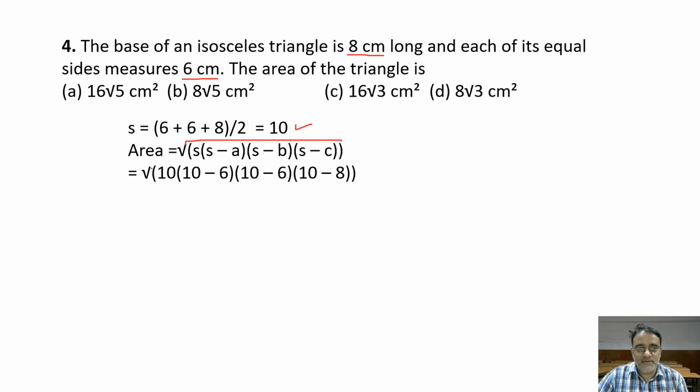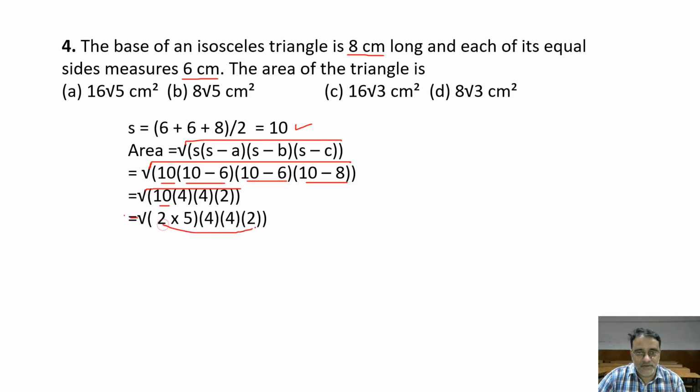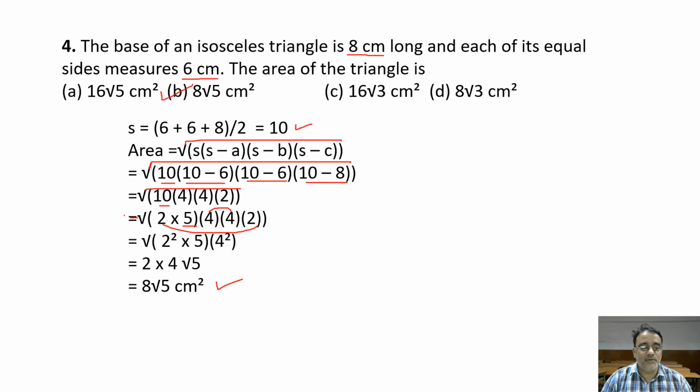So substitute all the values. So what we are going to get? 10 into 10 into 4 into 4 into 2. Right? After this, what we will do? We will split 10 as 2 into 5, then 4 into 4 into 2. So यहाँ पे देखो 2 दो बार है और 4 भी दो बार है. सिर्फ 5 के लिए कोई पेयर नहीं है. So what we are going to get? 2 into 4 into root 5, that is 8 root 5. So this is the final answer. So correct option is option B, right? So now we are moving toward the next question.